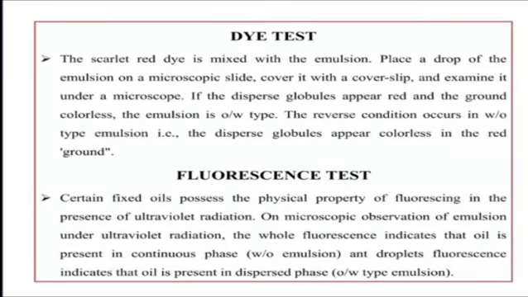The other test is the dye test. Scarlet red dye is mixed with the emulsion, a drop of the emulsion is placed on a microscope slide, covered with a cover slip, and examined under the microscope. The dispersed globules appear red and the ground colorless. The emulsion is oil in water type. The reverse condition occurs in water in oil type emulsion: the dispersed globules appear colorless in the red ground.